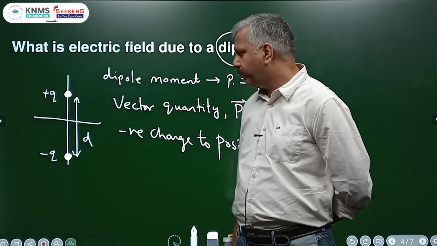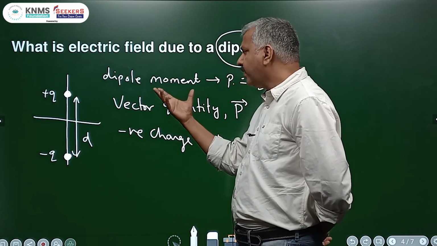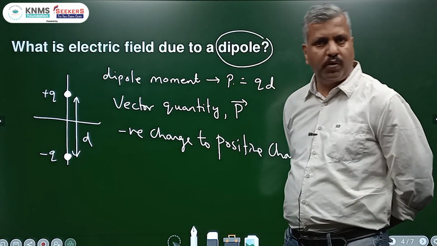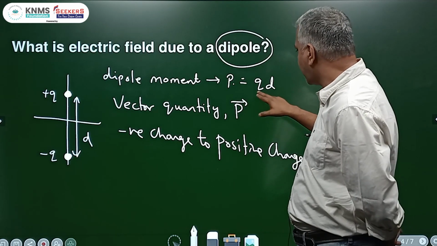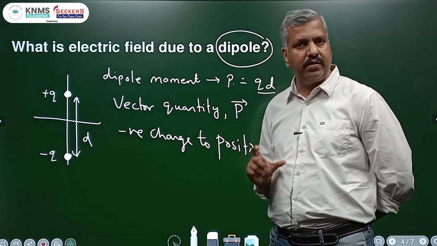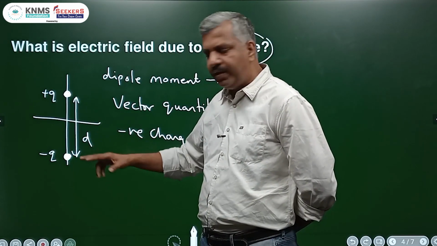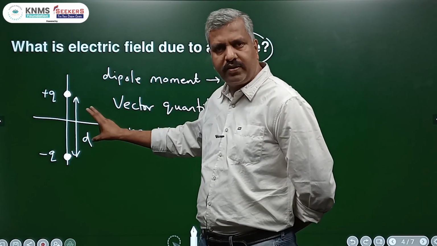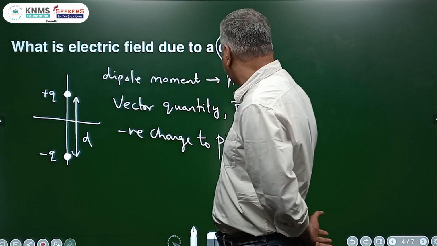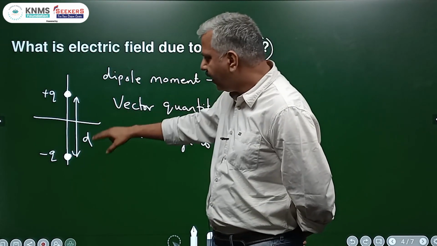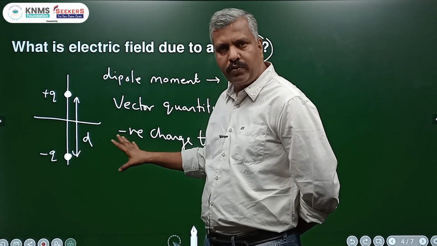So here we have a dipole. An electric dipole is given by its dipole moment, which is equal to the charge into the distance separating the two. Here I have written the distance separating as d. In many books they write it as 2d. So if the distance separating is 2d, the electric dipole moment will be q into 2d. Here I have written d, so it is simply equal to q into d.